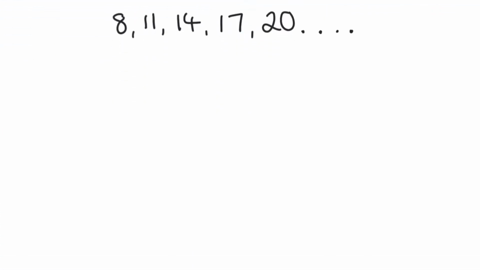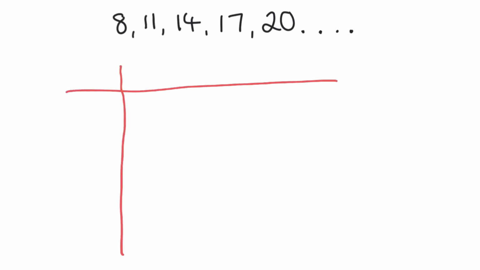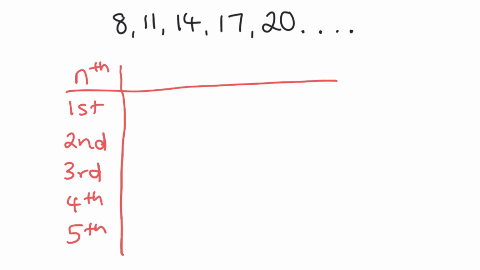In order to work out the nth term for a linear sequence, we need to draw a little table. Our sequence here is 8, 11, 14, 17 and 20 and so on. The first column in our table is going to be the number term it is, so we'll have the nth term there. So we've got first term, second term, third term, fourth term and fifth term.